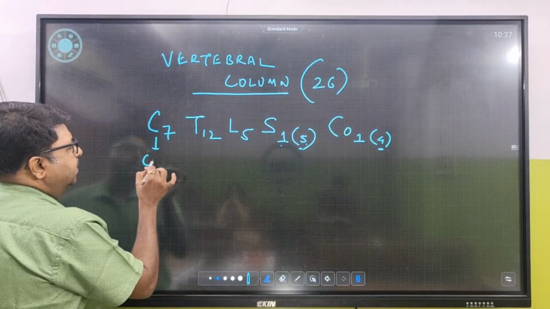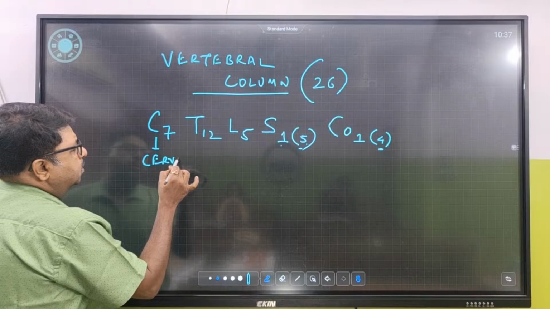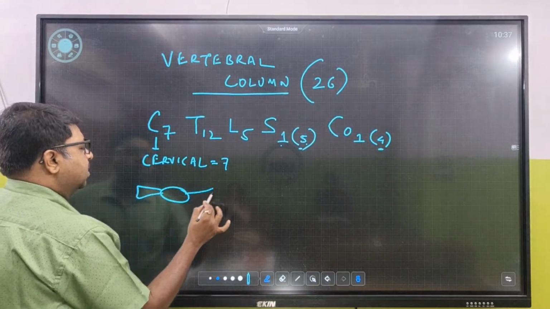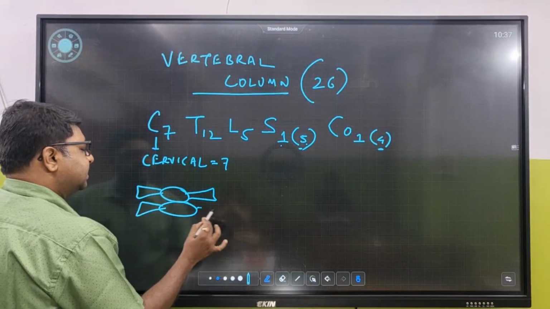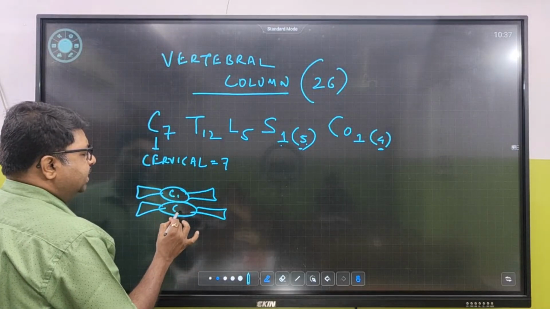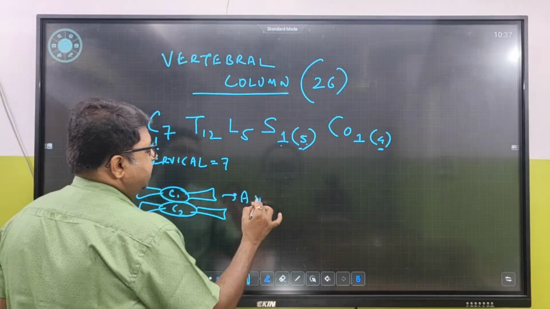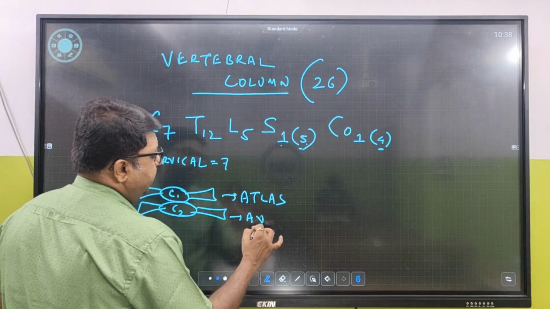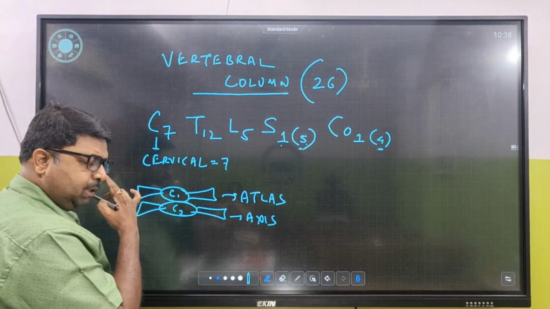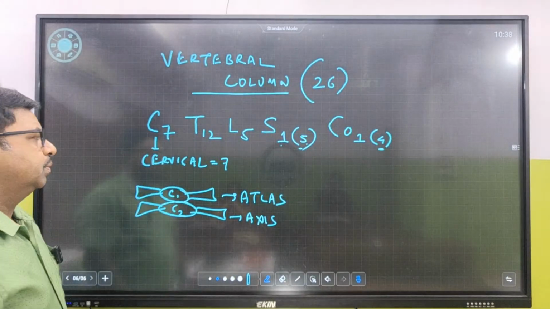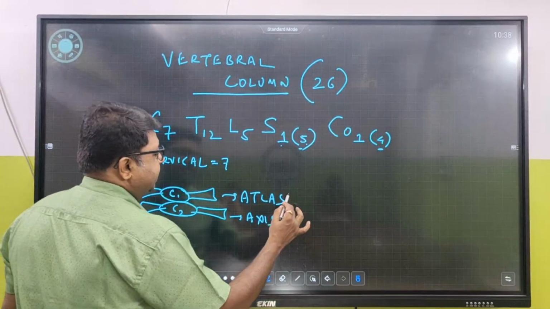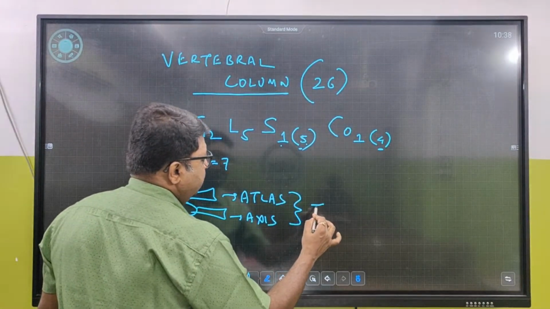C stands for cervical bone. There are 7 of them. Out of the cervical, the first 2 bones are called atlas and axis. The first 2 bones are C1 and C2. The first one is atlas, and the second one is axis. Atlas and axis are the 2 bones, C1 and C2. This is the best example of a joint. Do you remember the joint?